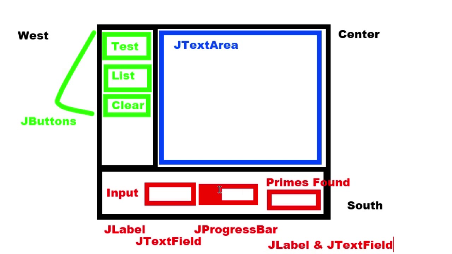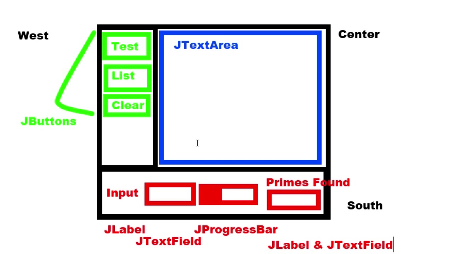But this primes found area will keep track of how many prime numbers you've found. So if you hit test, it'll say either 1 or 0 in here, depending on whether that was a prime or not. You hit list, this will be an ongoing number. It'll keep growing as you discover more numbers. And once it's finished, this number will represent how many prime numbers are below that number. So if you put down 100 here and hit list, then this will end up showing how many prime numbers there are below 100.